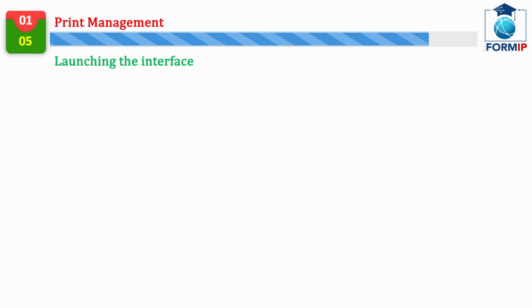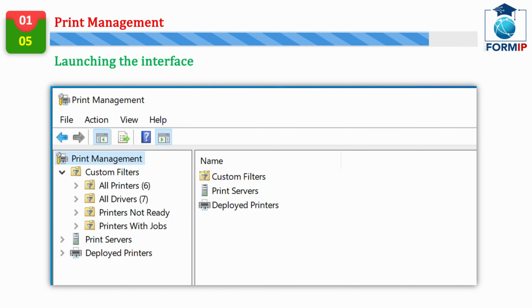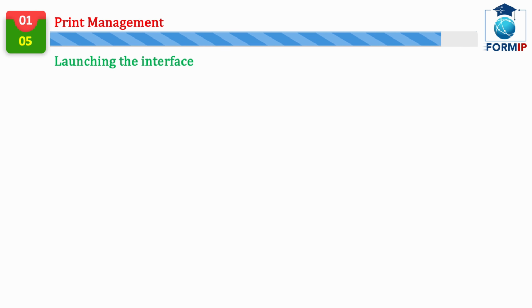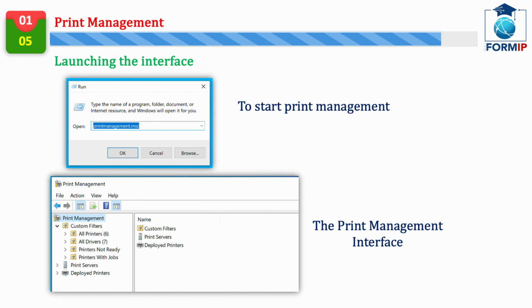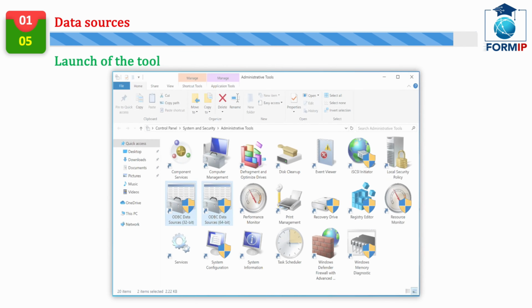Print Management. Now, let's move on to Print Management. This is where you can manage all of your printers using a single centralized console, and you can also add or manage the drivers of your printers. Launching the interface. To launch this tool, you can either use the Administrative Tools window, or by running the command printmanagement.msc, you will then have access to the interface that manages printing.